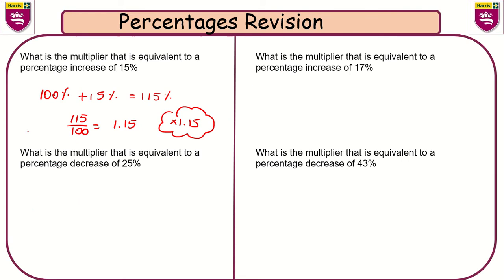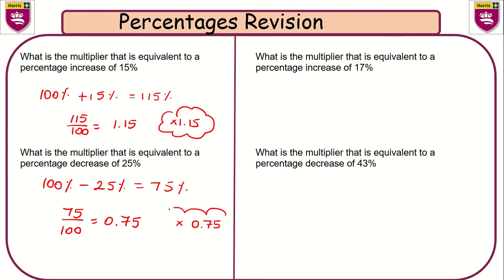We're going to do this one now. So we've got what is a multiplier that is equivalent to a percentage decrease of 25%. It's a decrease, it goes down, so we've got 100%, take away 25%, that's going to give us 75%, and we know that 75% can be written down as 75 out of 100, and that is 0.75, okay? And the multiplier for this question is 0.75.